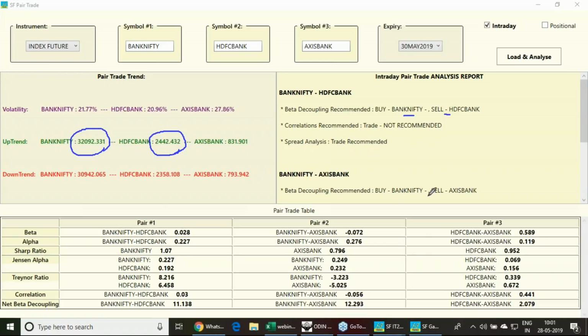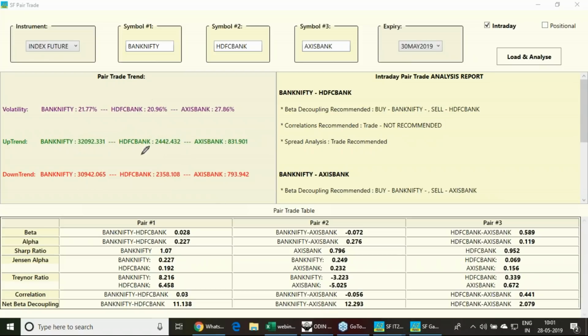Same way, if you buy Bank Nifty and sell Axis, once Bank Nifty goes to 32,100, Axis will be 831. So you work out how much impact it will give post hedging. And same way, when Bank Nifty falls to 30,900, HDFC will be 2358. Here too you work out how much profit or loss you can get.